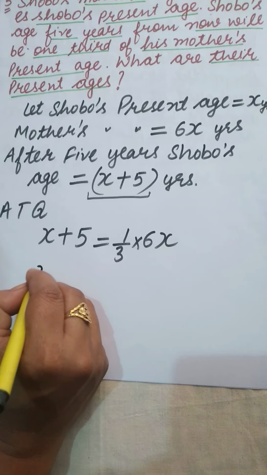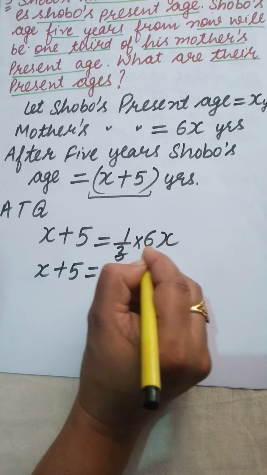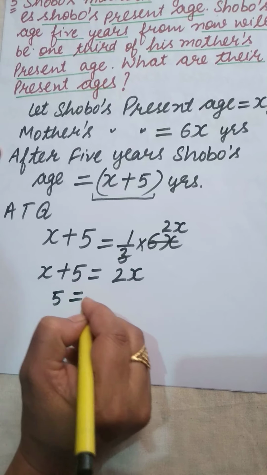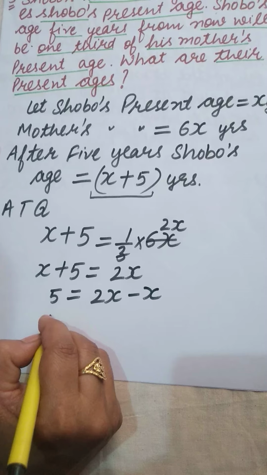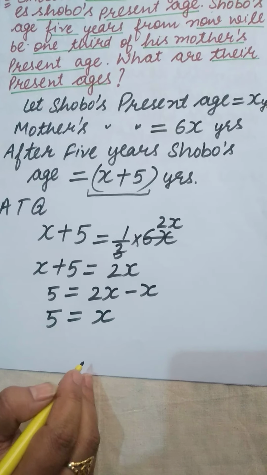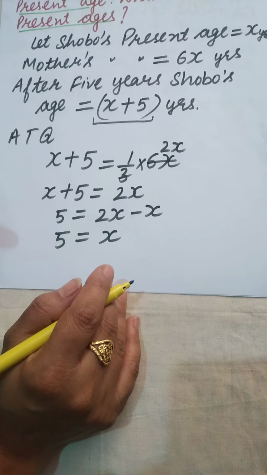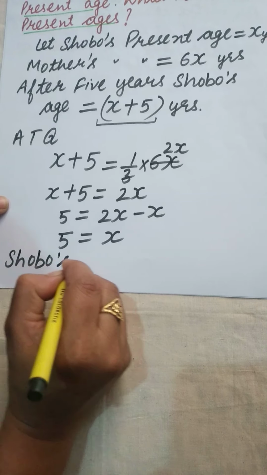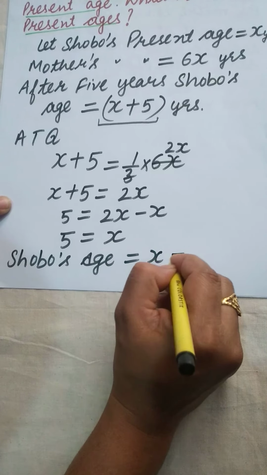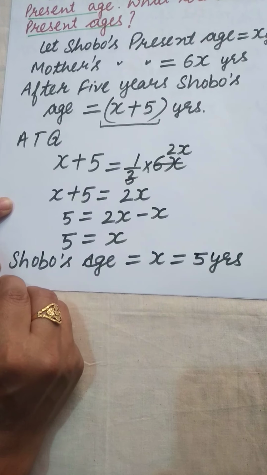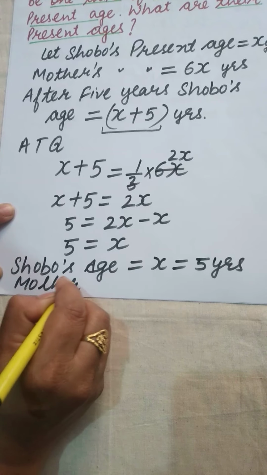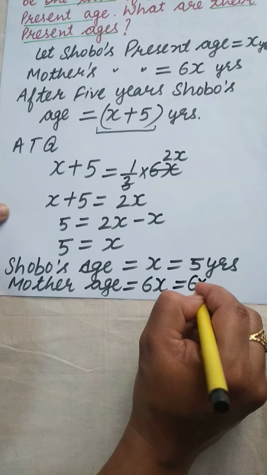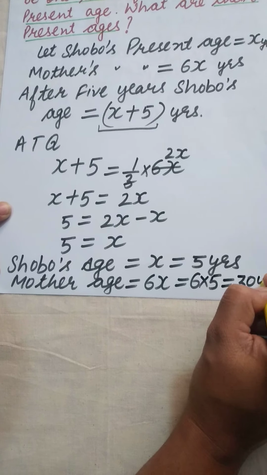Now solve the equation. x plus 5 is equal to 3 twos are 6, 2x. Or you can say that 5 is equal to 2x minus x, or x is equal to 5. And as we have to find the ages of both, Shobho's age is equal to x, that is 5 years, and mother's age is equal to 6x, that is 6 multiplied by 5, that is 30 years.